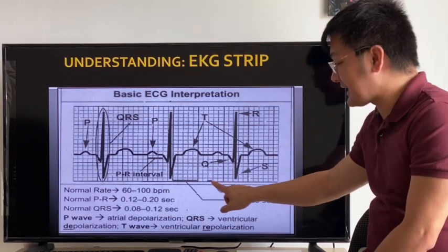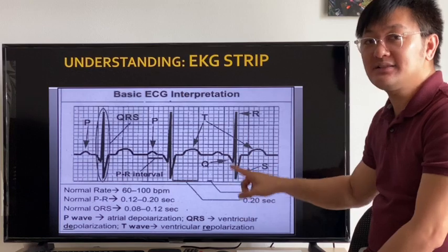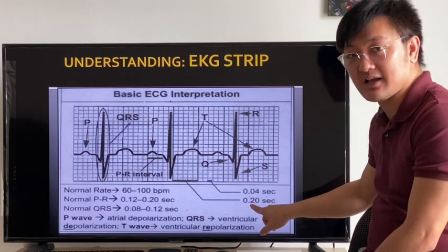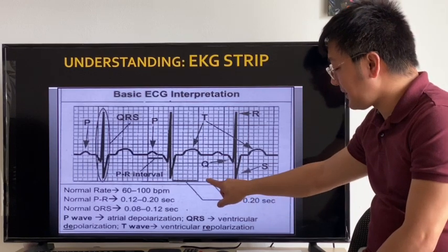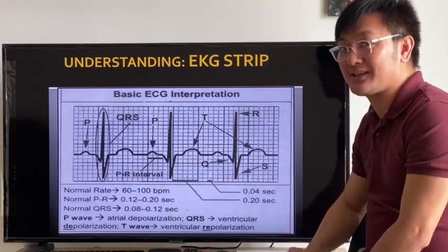So how many seconds is your one big box? All you have to do is to multiply. 0.04 times 5. What is the product? 0.20 second. Therefore, one small box is 0.04. One big box is 0.20.